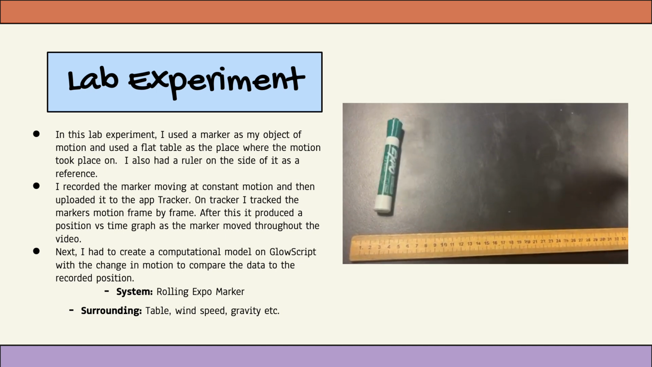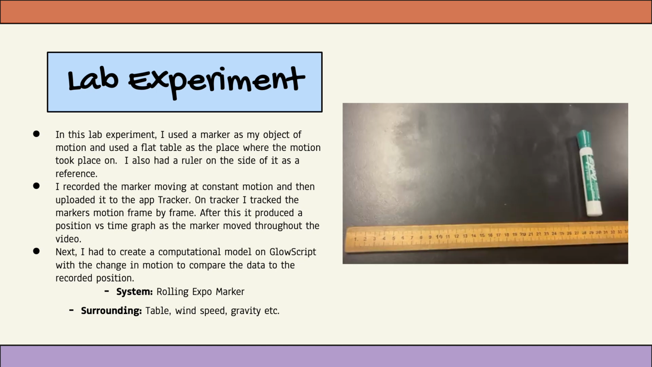Next, I had to create a computational model on GlowScript with the change in motion to compare the data to the recorded position. In this experiment, the system was the rolling expo marker, and the surroundings were the table, wind, gravity, etc. Here I have a video of my experiment.